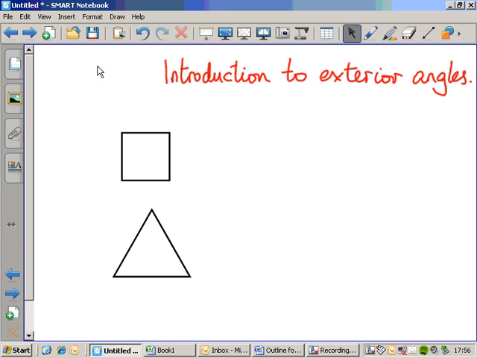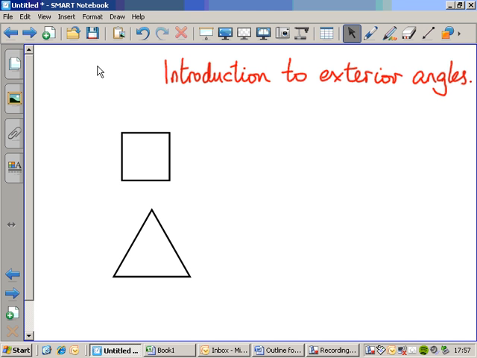This is an introduction to exterior angles. If this goes okay, then at the end of it you'll understand what the exterior angles of a shape add up to, and you'll understand how you can use that information to answer questions about shapes.